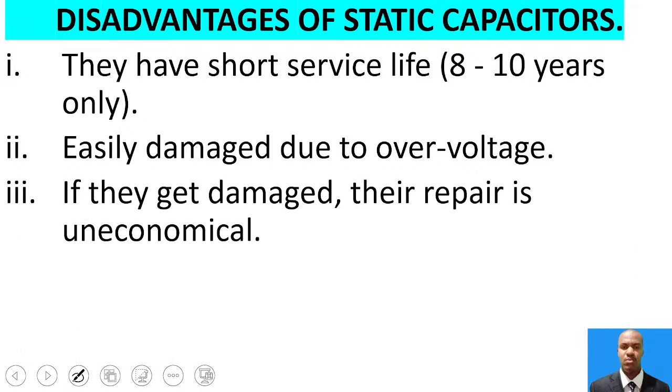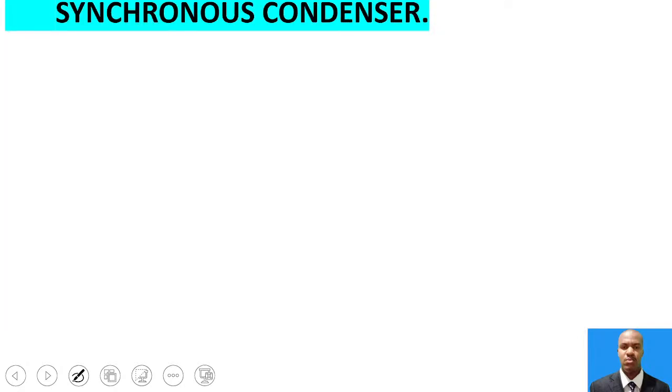Then the other method, method 2, is by use of a synchronous condenser. A synchronous condenser is simply an overexcited synchronous motor that is running at no load.